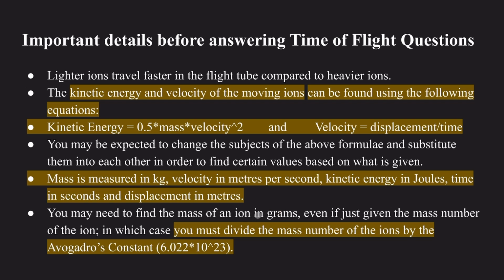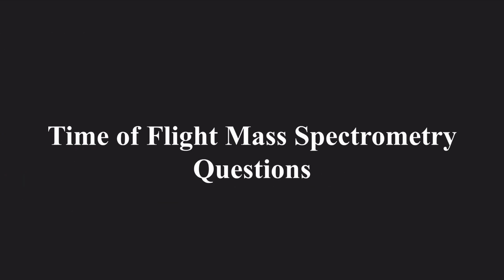But then you have to divide this mass by 1,000 to get it in kilograms, which is what's needed when using this equation here: kinetic energy equals half mv squared. So you may not always be given the mass of an ion directly in grams or even in kilograms. You may just be given the mass number on its own and be expected to find the mass in grams and kilograms using that and the Avogadro constant. So now it's time to answer some time of flight mass spectrometry questions.